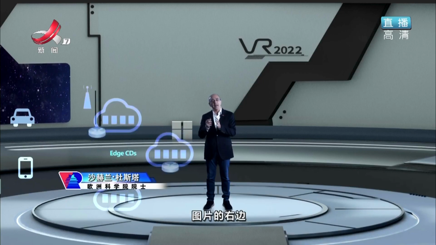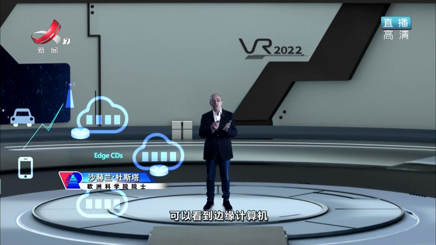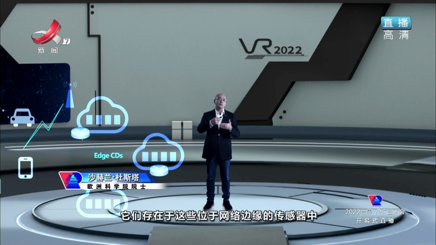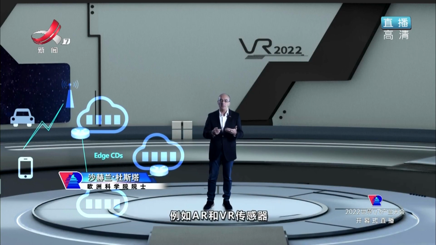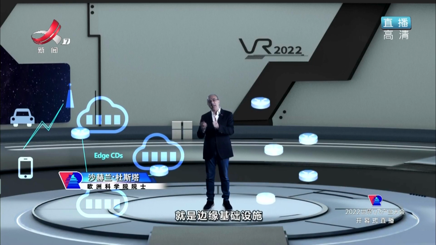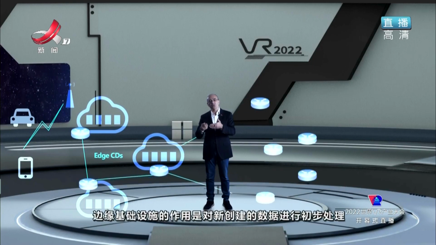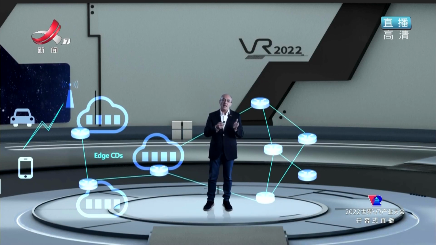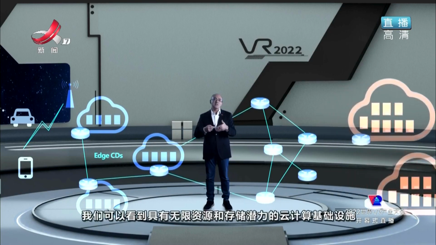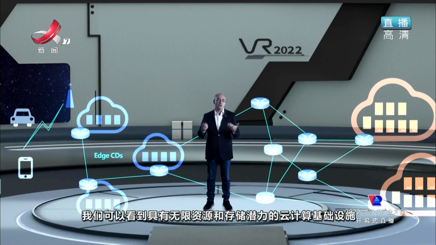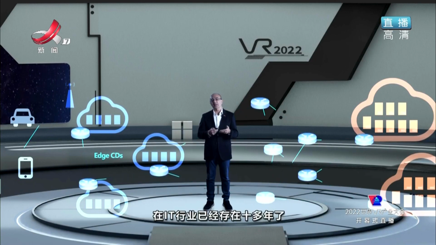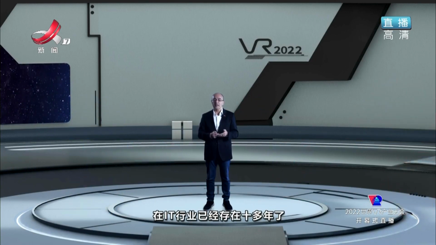And as we move to the right in this picture, you can see that we have edge computers, which are at the boundaries of these sensors, like AR and VR technologies. As we move to the right, we come to the edge infrastructure. So the edge infrastructure is really about processing where the data is being created. And on the far right, we can see the cloud computing infrastructure with its unlimited resources and storage potential, which is well known in the IT industry now for more than a decade.